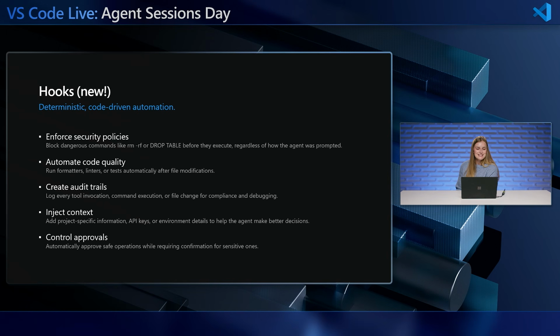So it's a deterministic way to do code-driven automation. What this means in practice is that it helps you enforce security policies. Before a tool goes off and fetches something, it can run a security check to make sure it's not fetching from dangerous URLs. It can automate code quality after agents make edits. It can create audit trails, control approvals, and things like that.